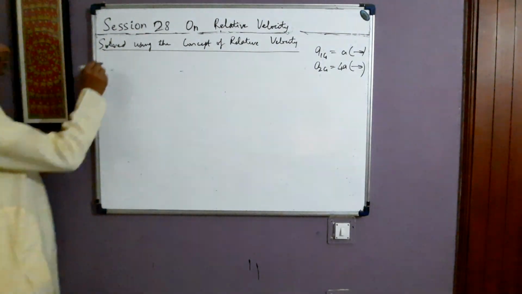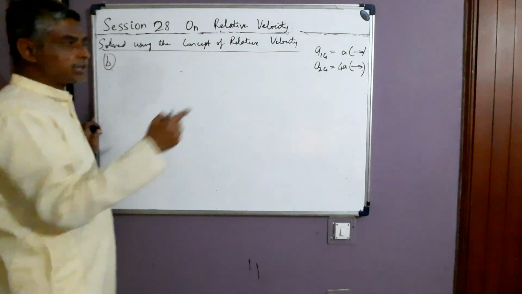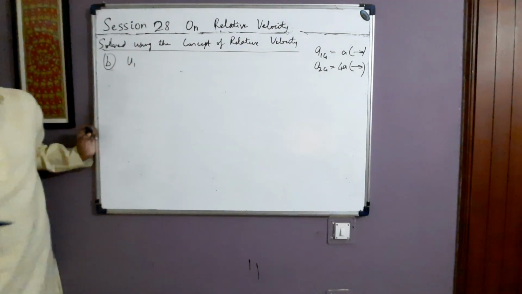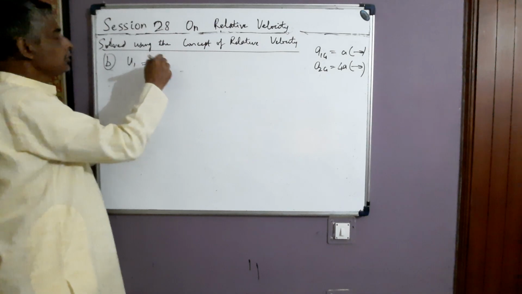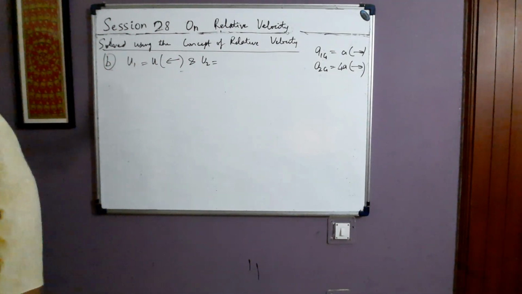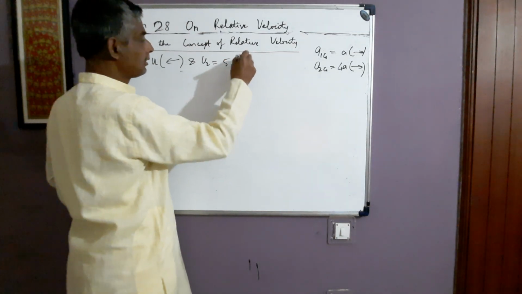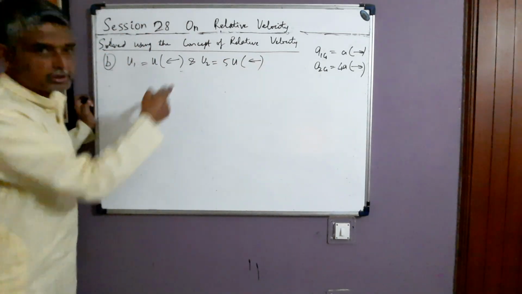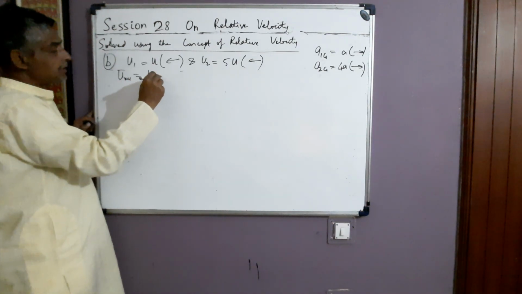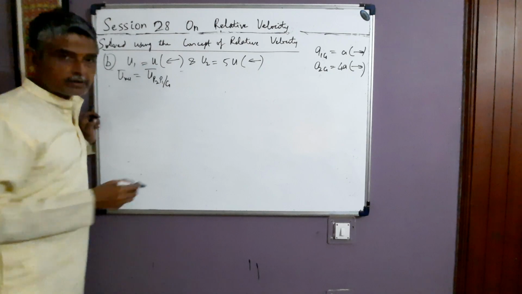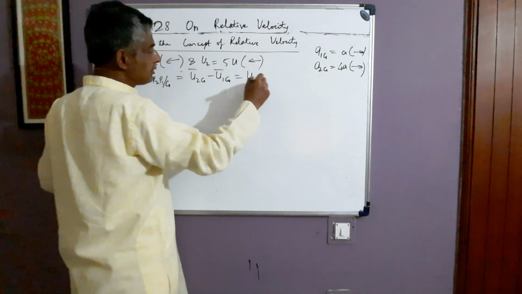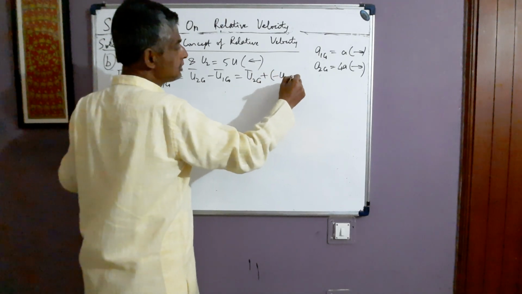Now I take part B of the question. For part B also A relative is same, 3A rightward. That is one time calculation, fine. So part B, U1 is how much? For part B, U1 is equal to U left and U2 is how much? U2 is equal to 5U left. Again we will find what? U relative, okay. So U relative is just equal to the initial relative velocity of P2 with respect to P1 in the ground frame. This we write as U2G minus U1G.